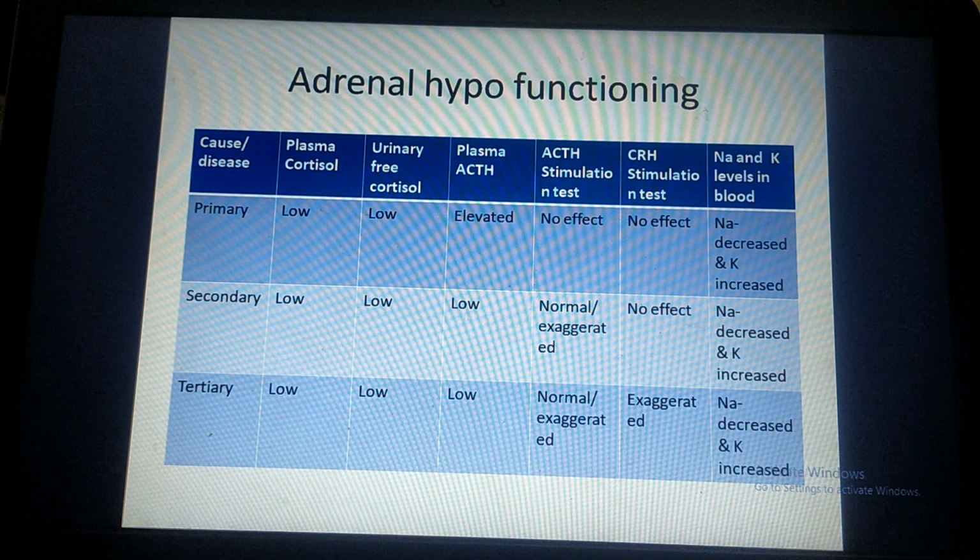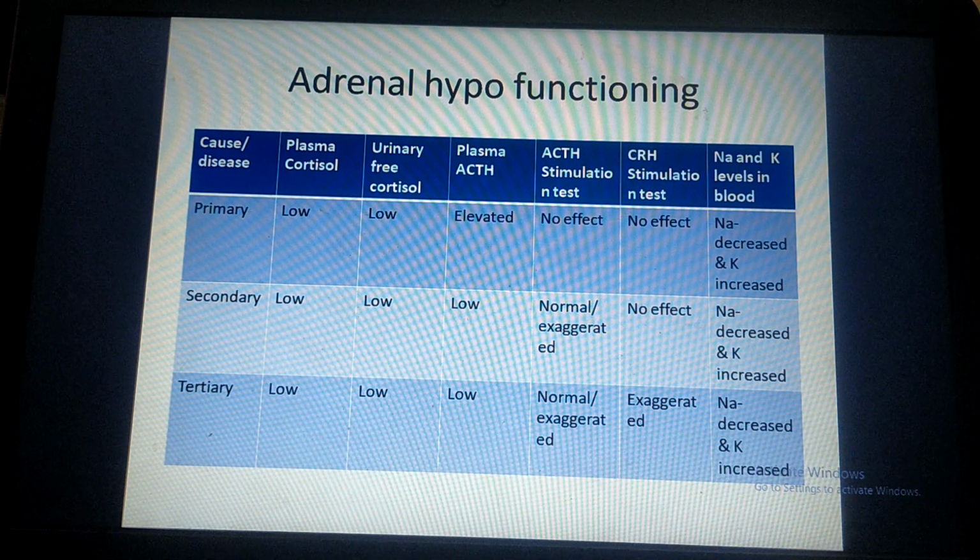So in this case, due to less cortisol, the absorption of sodium is decreased, leading to decreased sodium level in the blood. As potassium is not secreted, the potassium level is increased.